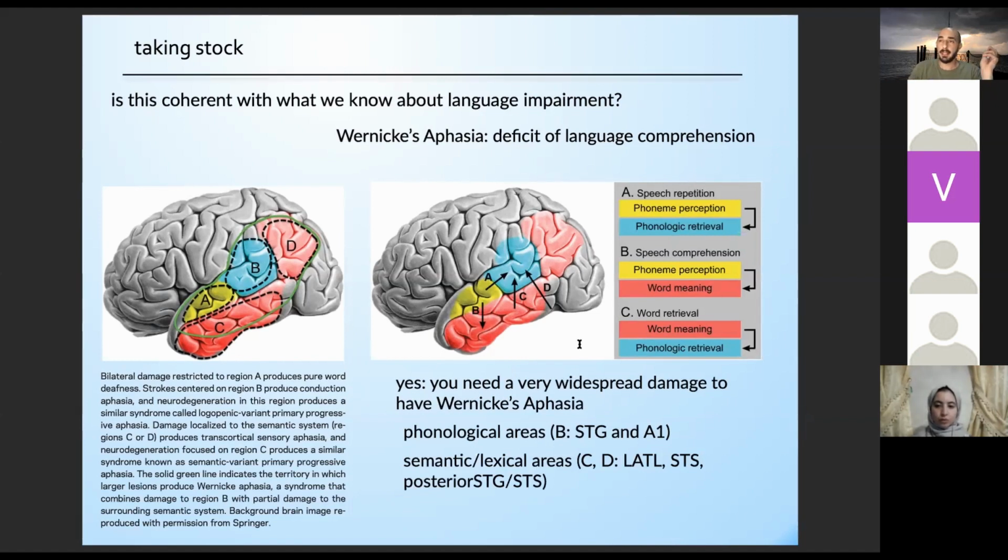What about D? What is D? Does anyone want to try to answer? Is it the angular gyrus? Bingo. At least it includes the angular gyrus and some other areas.